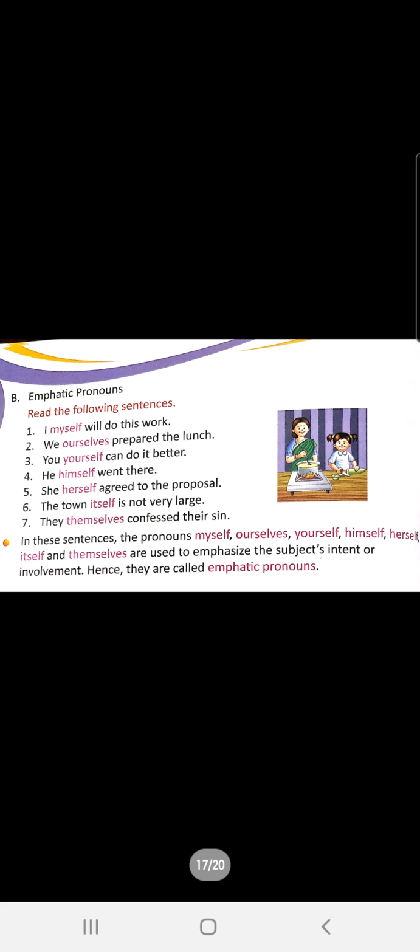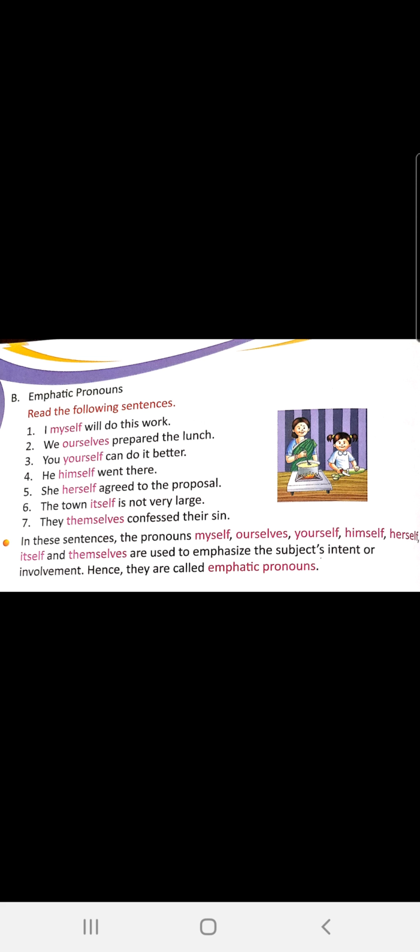Okay? Let us see emphatic pronouns. Children, remember, when these compound personal pronouns emphasize on the pronouns, those compound personal pronouns are known as emphatic pronouns. Okay? I myself will do this work. We ourselves prepared the lunch. Here, children, ourselves is the compound personal pronoun which is emphasizing on we. So ourselves is an emphatic pronoun here.